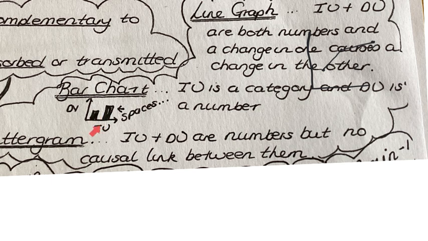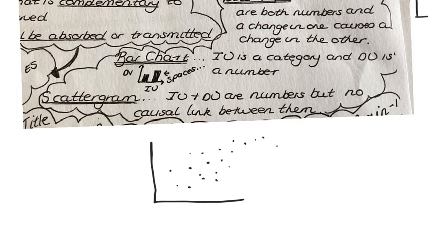A histogram is where the bars of the bar chart actually touch, and you might have numbers on the x-axis. Now there is another type of graph, which is a scattergram, and here we have a scattergram. That's where the independent variable and the dependent variable are numbers, but you don't know if one is related to the other, and that is why you draw a scattergram.